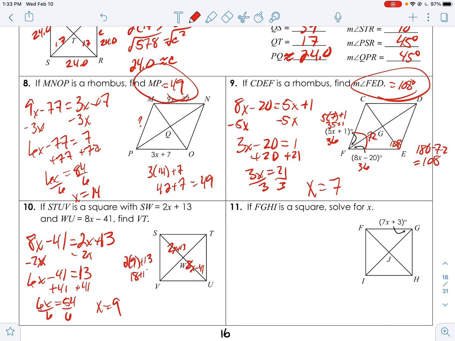So 2 times 9 plus 13. 18 plus 13 is 28, 29, 30, it's 31. So if this one's 31 and that one's 31, and this one's 31 and that one's 31, which makes it 62. Wow. Kind of circled that right through there. There we go. So go ahead and give it a pause.